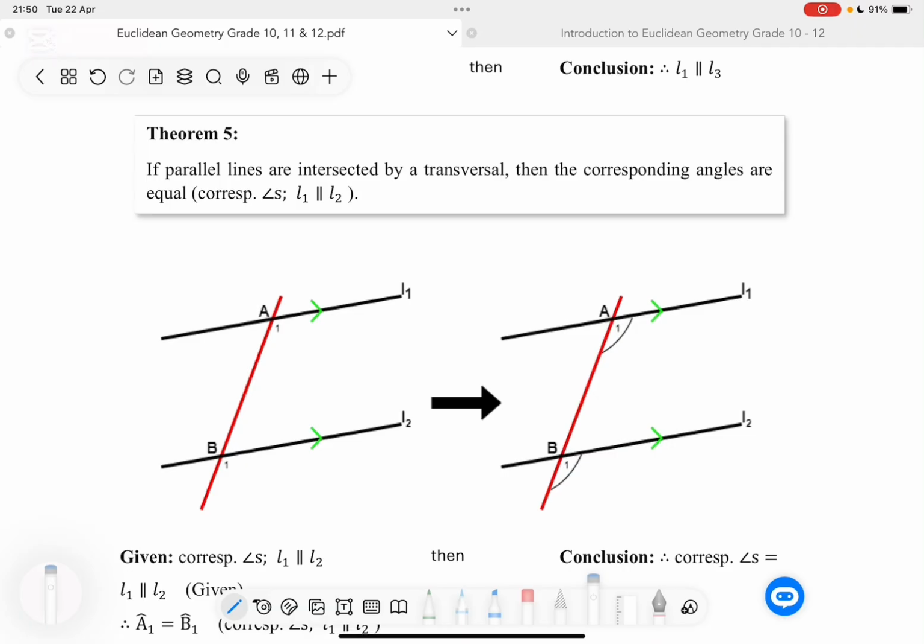Theorem 5. If parallel lines are intersected by a transversal, then the corresponding angles are equal. Now, before we go any further, perhaps it is important to understand some of the terminology that is used in this theorem. I will start first by breaking down the word transversal.